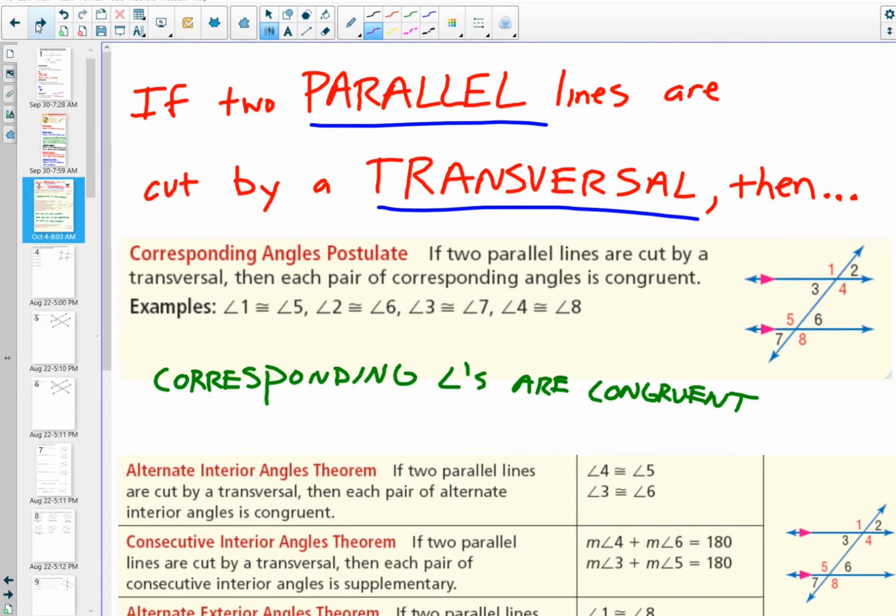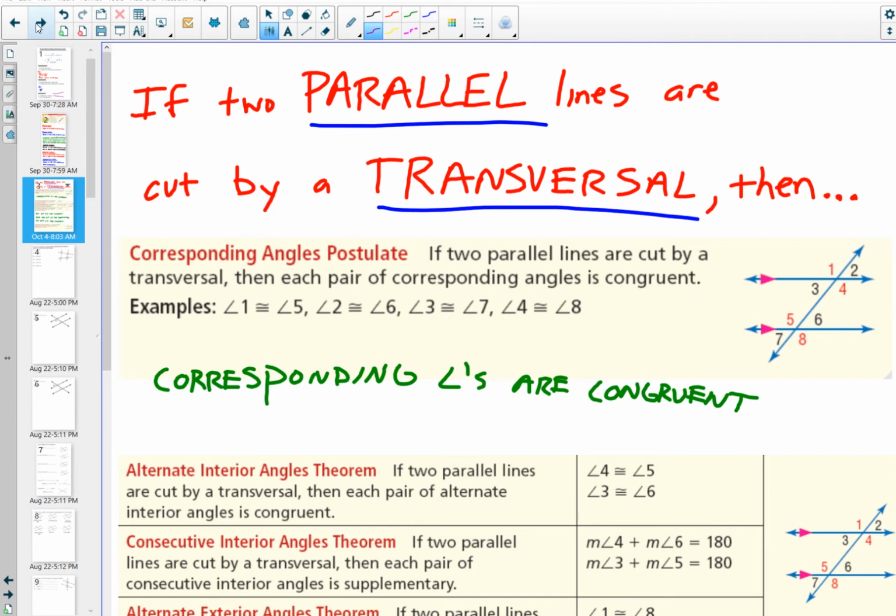If we have parallel lines cut by a transversal, now's when the fun begins. Okay? If we have parallel lines cut by a transversal, our corresponding angles are congruent. And we know that corresponding angles, those are the ones that are going to overlap with each other. So if we look at 1 and 5, do we see how if I slid that line down, they overlap? They're congruent. If I look at 2 and 6, they're congruent. They would overlap with each other. And the rule tells us, according to that corresponding angle postulate, that they're going to be congruent. What is congruent? Yeah, equal. They have the same value, the same measure.